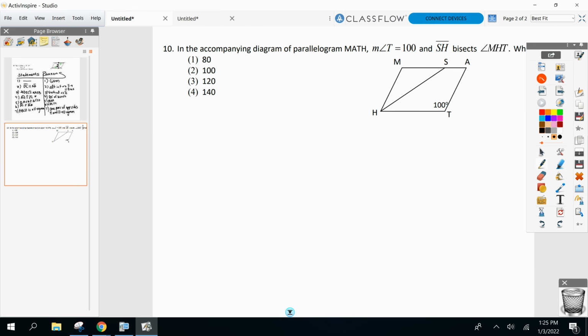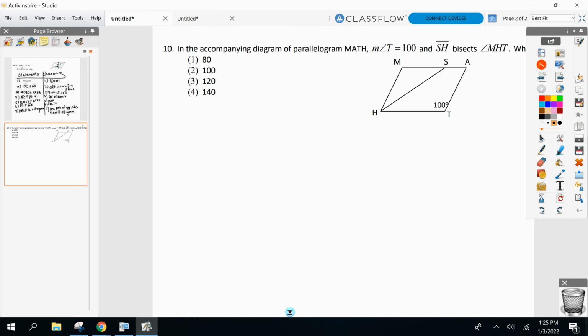If I start out with 100, name some other angles I can label right now because it's a parallelogram, and I know my properties. Angle T is 100. What else do I know up here? Angle M is 100. Opposite angles congruent. What about the other two angles? Angle A and angle MHT. They should both be 80. Consecutive angles are supplementary.